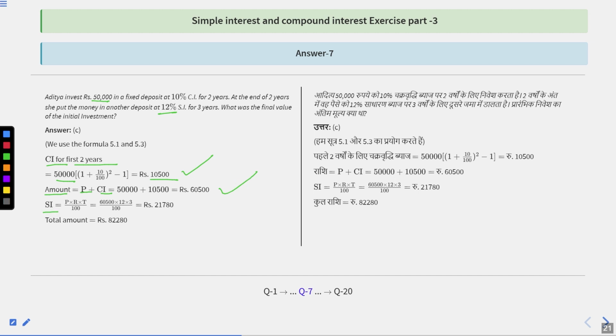So what will be the simple interest? Simple interest will be PRT upon 100. So 60,500 multiplying by 12 multiplying by 3 upon 100, which is 21,780. So what is the total amount we get? Adding to the initial investment, we get a total amount of 82,280 rupees. So C is the correct answer.